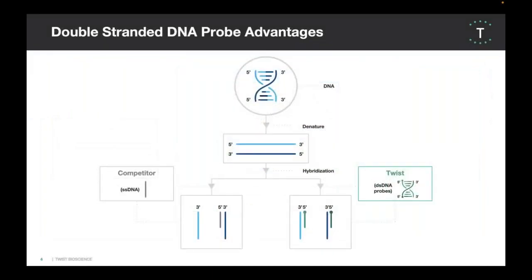The other advantage with Twist is that we have double-stranded DNA to capture your region of interest. So our double-stranded DNA can catch the sense and antisense of your region of interest. So you can think of it as like 2 shots on goal. Instead, our competitors only have single-stranded DNA that can only capture your DNA of interest once.